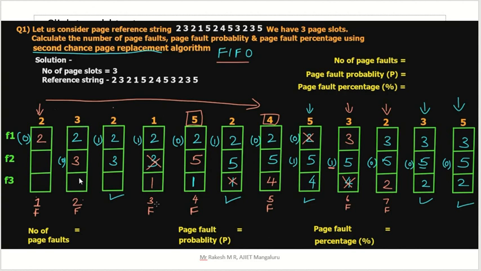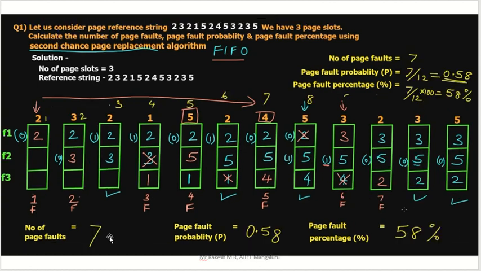Now we will go for number of hits and number of faults. You have to calculate how many F are there and how many tick marks are there, and you can go for number of page faults and number of page hits, and in terms of percentage you can go for that. Another problem we got in the previous question paper, I will go for that problem here.